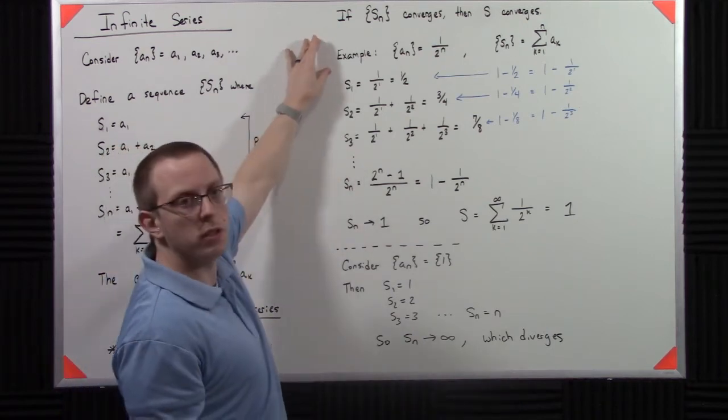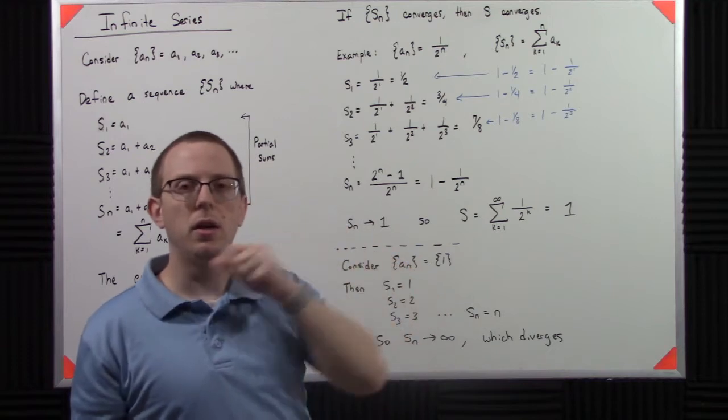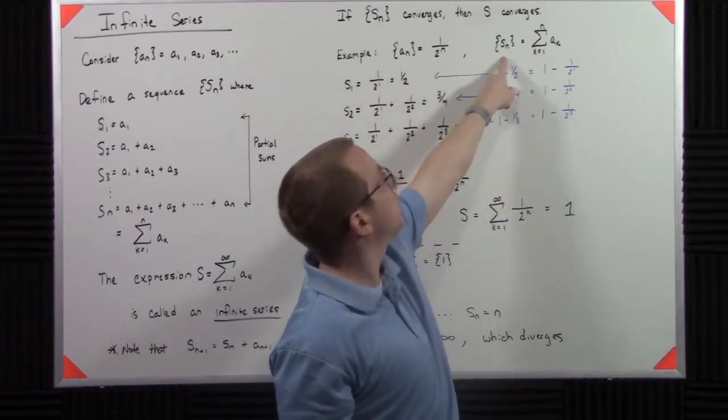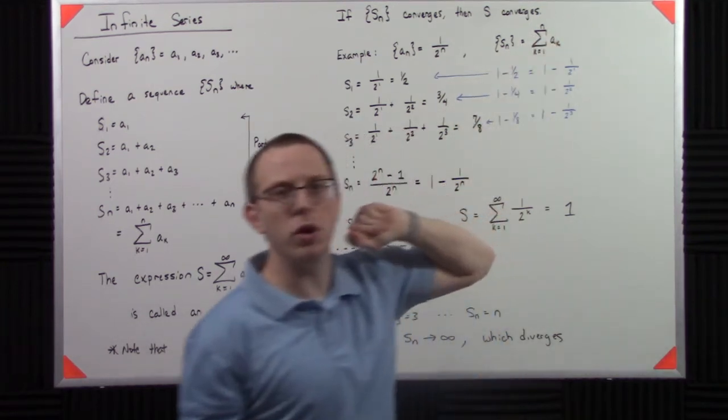So let's take a look at a specific example. If the sequence is 1 over 2 to the n, then by definition, if the A sequence is this, the S sequence is the sum from k equals 1 to n of those terms.